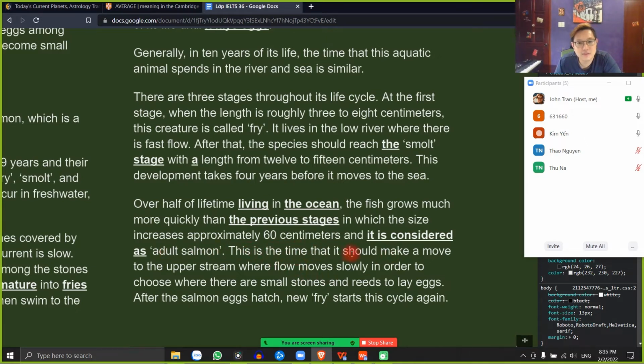This is the right time. This is the time that it should make a move to the upper stream, where the flow, nơi mà có dòng chảy, nơi mà cái dòng chảy di chuyển chậm rãi. Where the flow moves slowly. In order to choose where there are small stone and reeds to lay egg. Hơi bị lủng củng. It doesn't sound very concise to me.